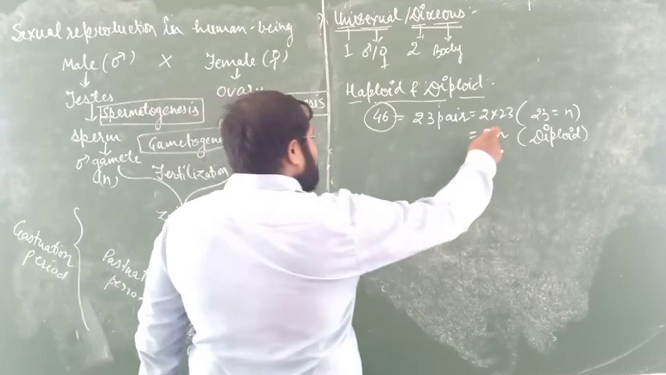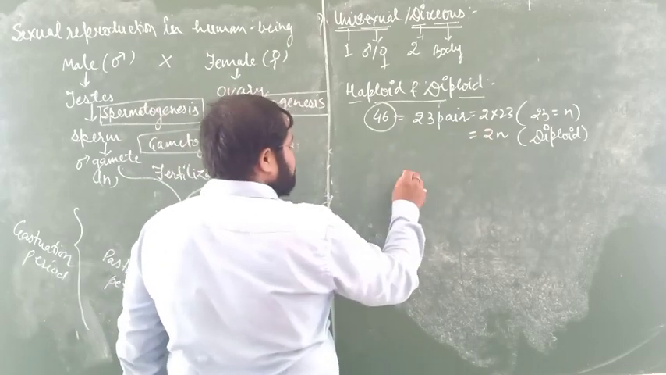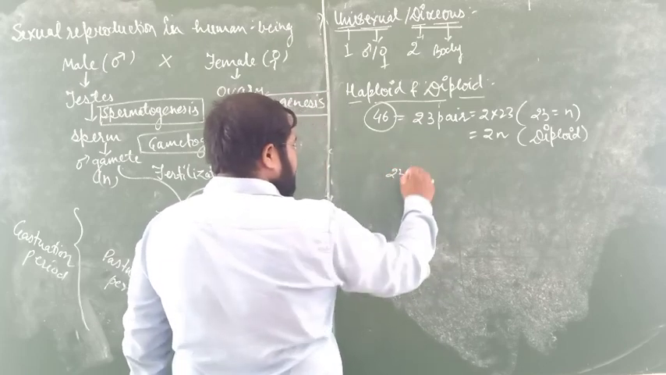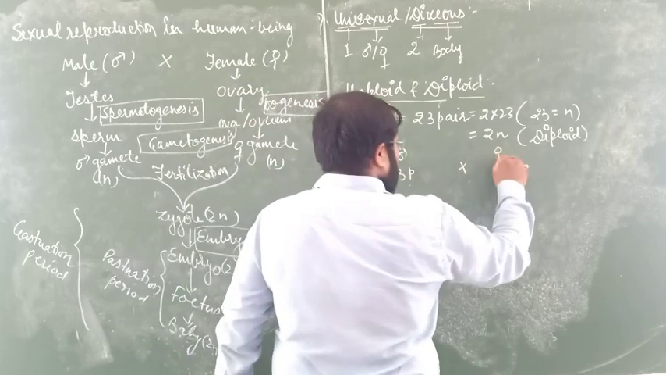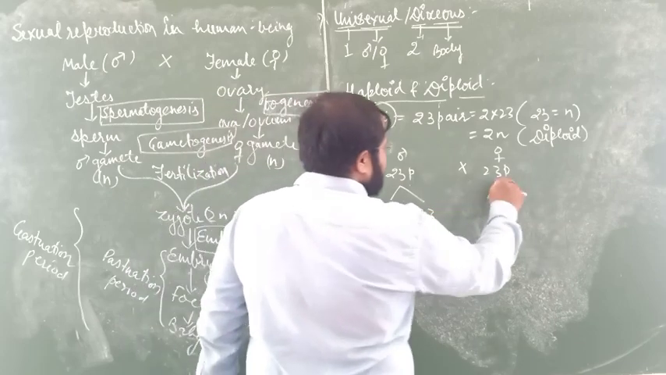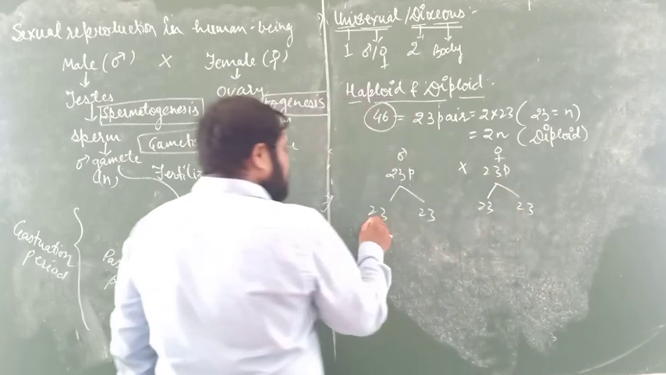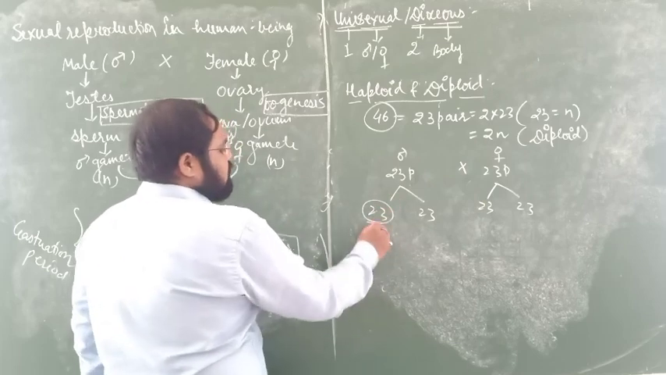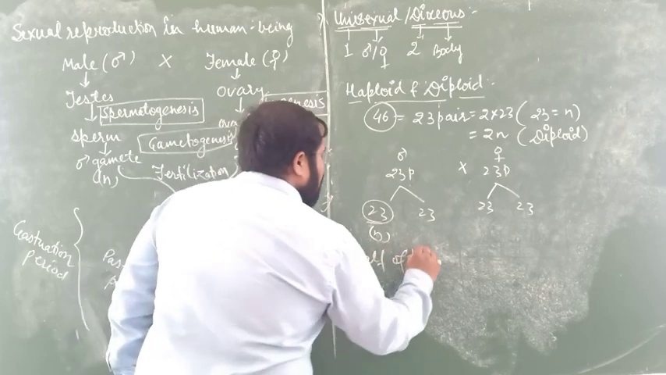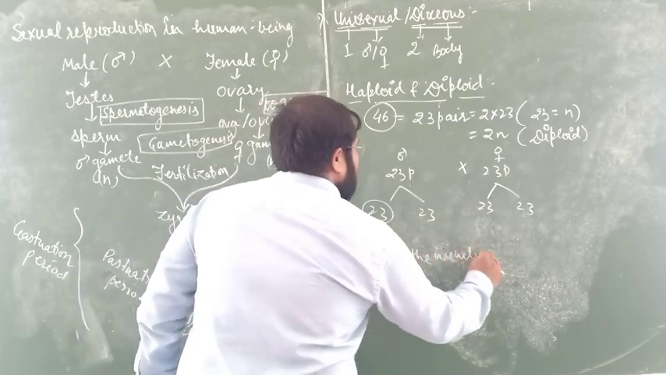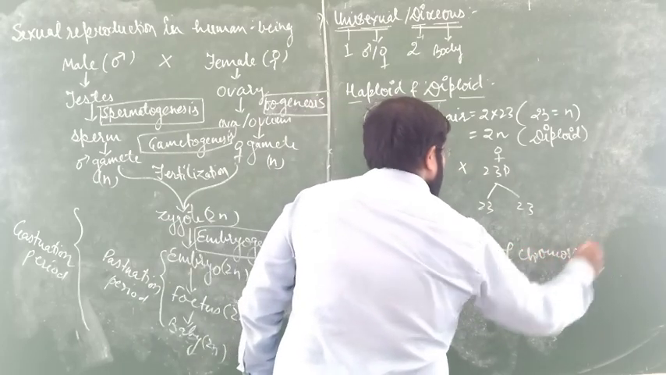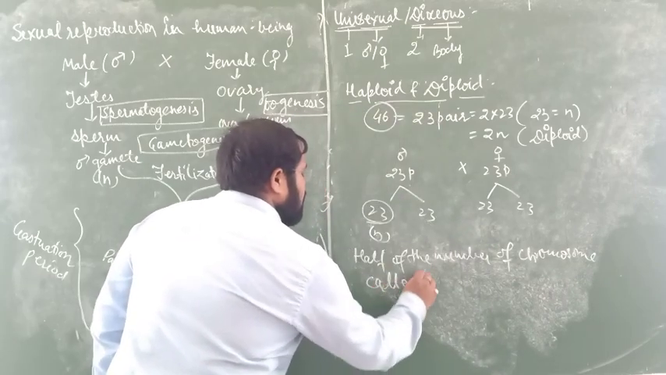If there is half the number of chromosomes, because you already know that here you have 23 pairs, that is male, crossed with female, that is 23 pairs. Then there is gamete formation, 23 here and again 23 here. So here half the number of chromosomes is present, so it is called n. Half the number of chromosomes is called haploid.